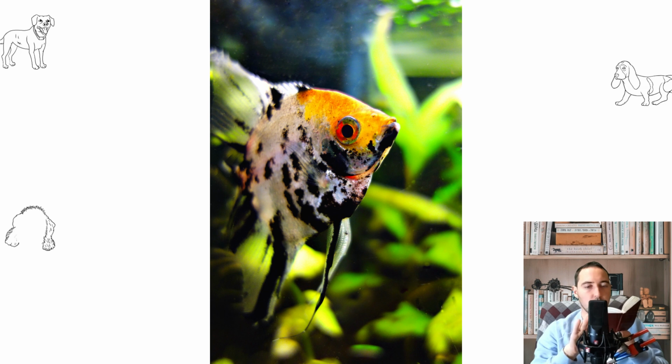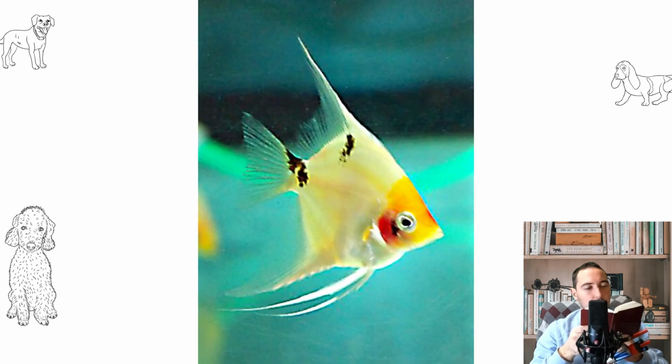The Altum scalare was first described at the beginning of the 20th century by Jacques Pellegrin. It was caught in a tributary of the Orinoco River. The species name Altum means tall and indicates the elongated dorsal and anal fins of the fish.